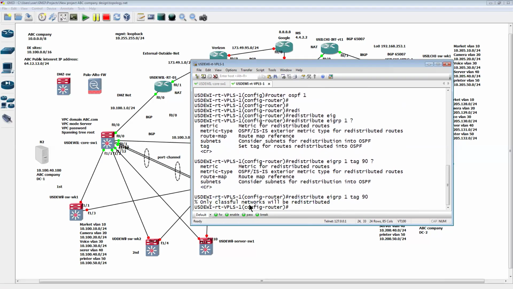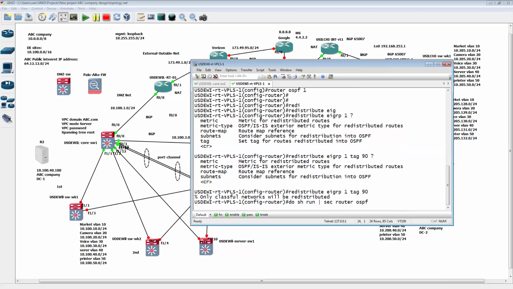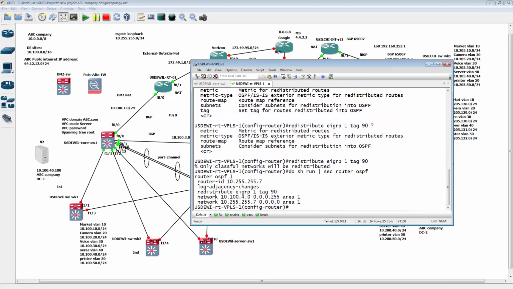Okay, we have this error. So only classful network will be redistributed. So what does that mean? But when we do show run in here, section, just router OSPF again, do we write? Yeah, it's already written into it. It's supposed to work, right?